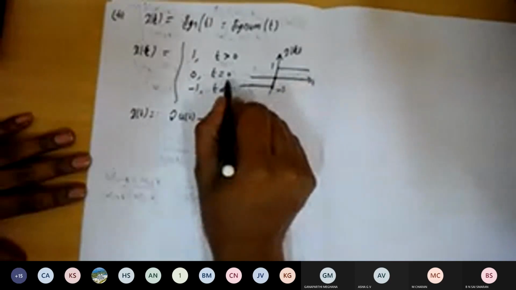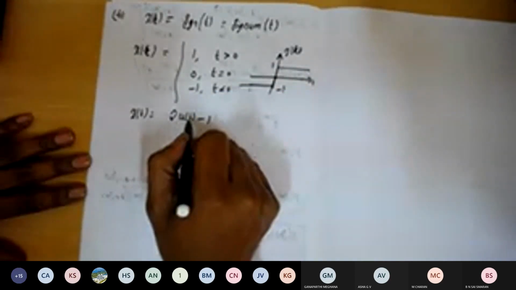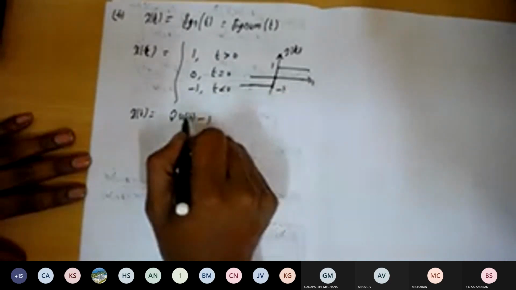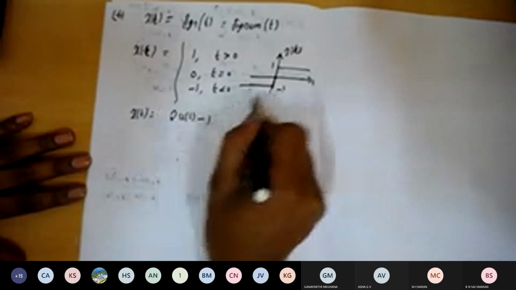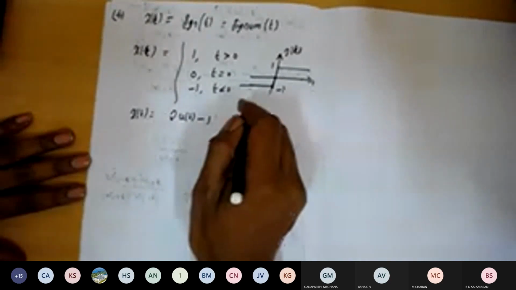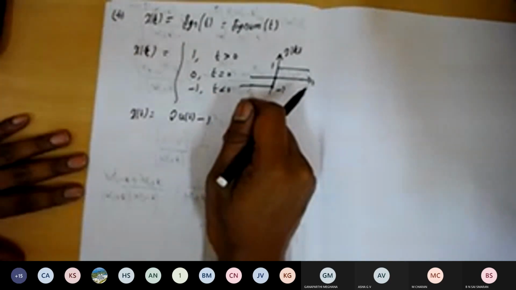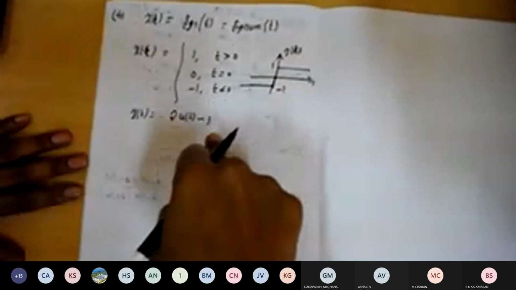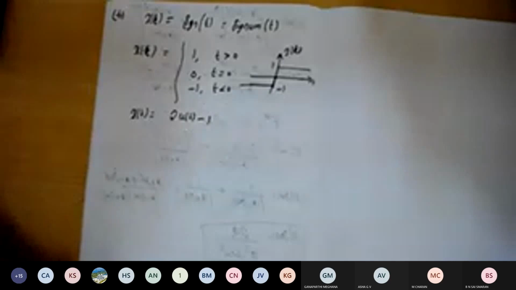For t less than 0, u of t will become equal to 0, because for negative values of t it will become 0. So 0 minus 1 will be minus 1. So this is how we get the required waveform. We can express it in terms of the unit step function like this.